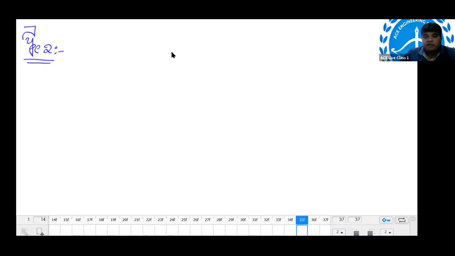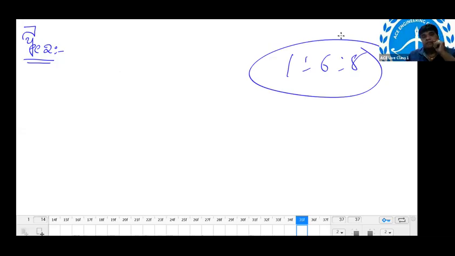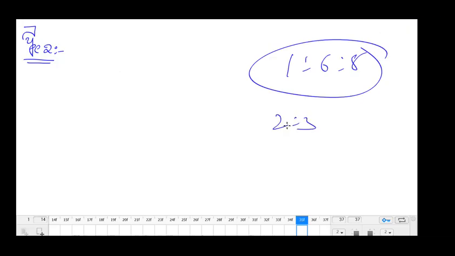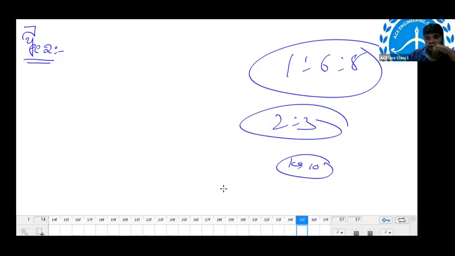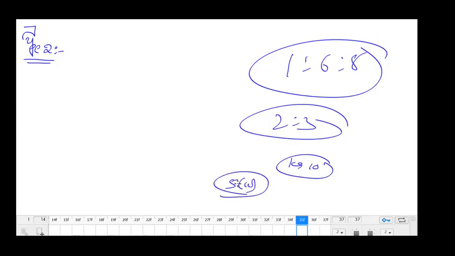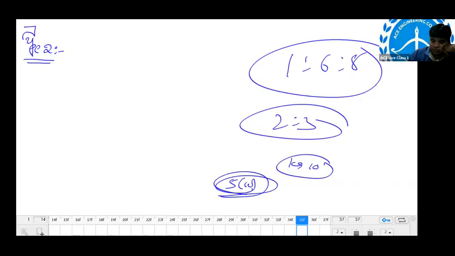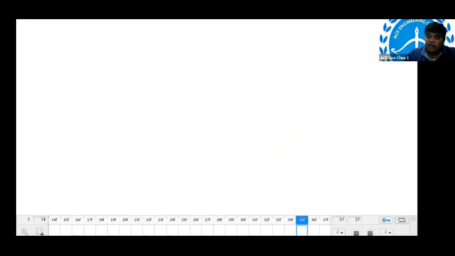First type, any doubt? Girija, any doubt? No, sir. Girija, tell me, 1:6:8, total how many kgs? 15, sir. Okay, 2:3, total how many kg? 5 kg. Now, 5 kg each at 10 rupees, so what is the 5 kg worth? 5 into 10, 50. Average price I'm asking. Okay, Girija. Next, Nikhil, any doubt? Nitin, any doubt? Saif, Gayatri, Meena.